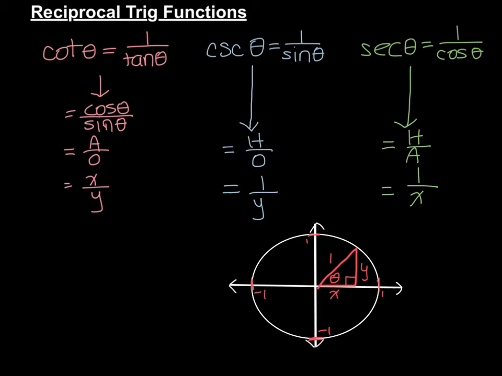Reciprocal trig functions. Here we're talking about cotangent, cosecant, and secant. Cotangent is the reciprocal function for tangent. So cotangent of any angle measure theta is the same thing as saying 1 over the tangent of theta. So if you're ever asked to round the value of the cotangent of an angle, you would type it into your calculator as a fraction, 1 over the tangent of that angle.